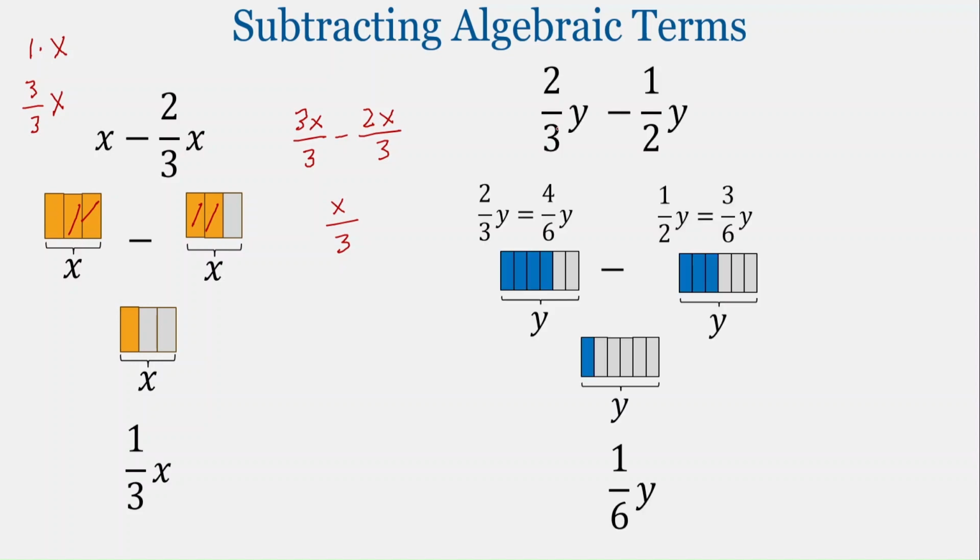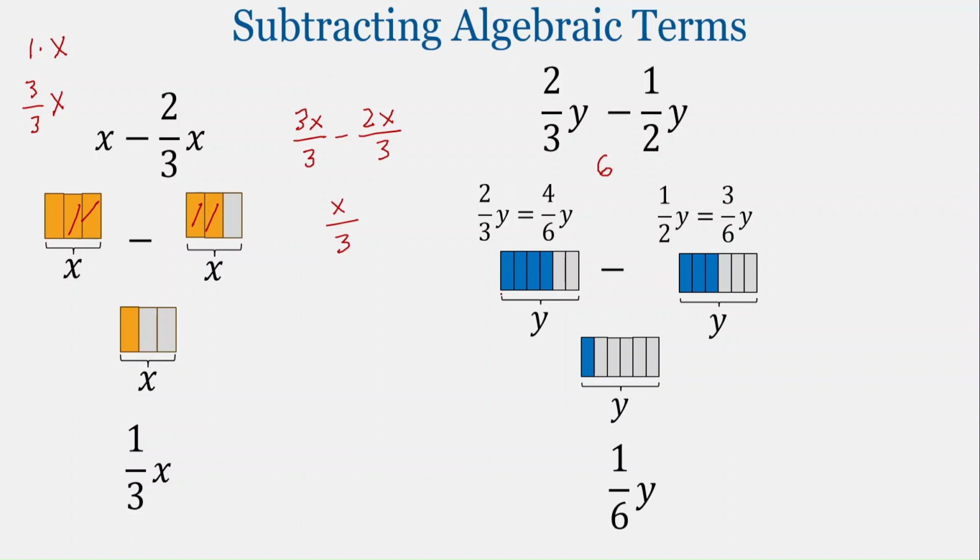In this next problem, we have 2/3 y minus 1/2 y. So let's first get a common denominator. In this case, it's 6. An easy way to find a common denominator is to multiply the two denominators. So 3 times 2 is 6. This is a common denominator. It also happens to be the least common denominator. So we'll find the equivalent fraction of 2/3 that has a denominator of 6, and that's 4/6. And the equivalent fraction having a denominator of 6 for 1/2 is 3/6.